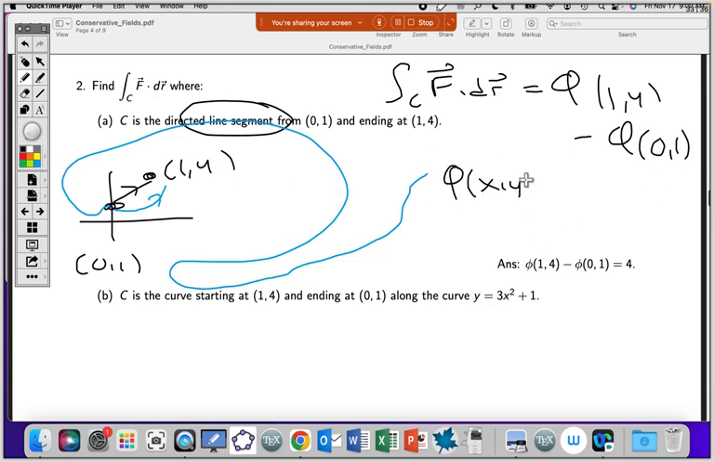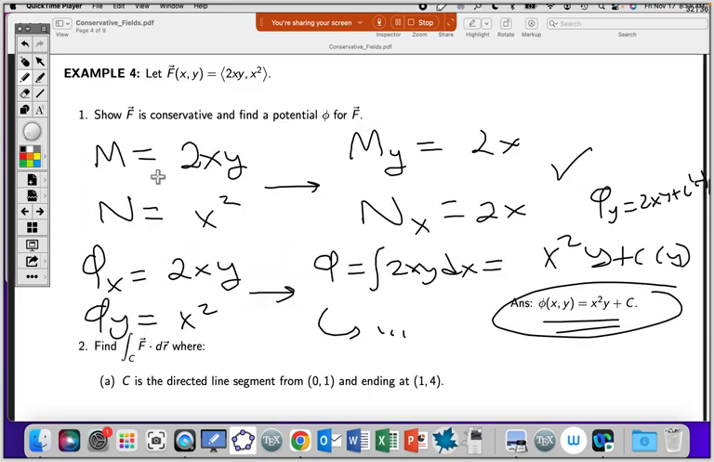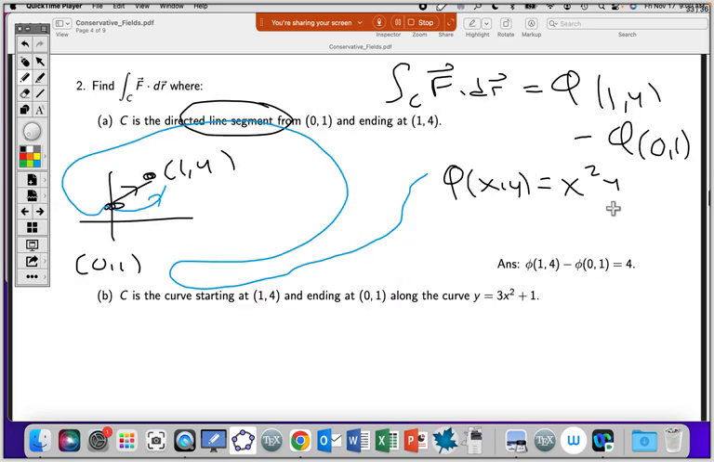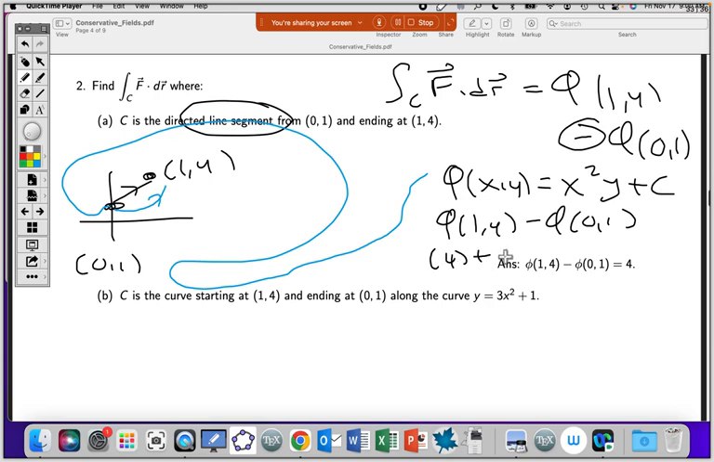The potential here we found was x squared y plus a constant. The constant's not going to matter because we're doing what? Subtracting. Just like the particular antiderivative you got. You can think of this phi, this potential function, as being sort of a scalar antiderivative of the field. So if you take phi at (1, 4) minus phi at (0, 1), you got 1 times 4, 4 plus c, minus 0 plus c, you're going to get 4.